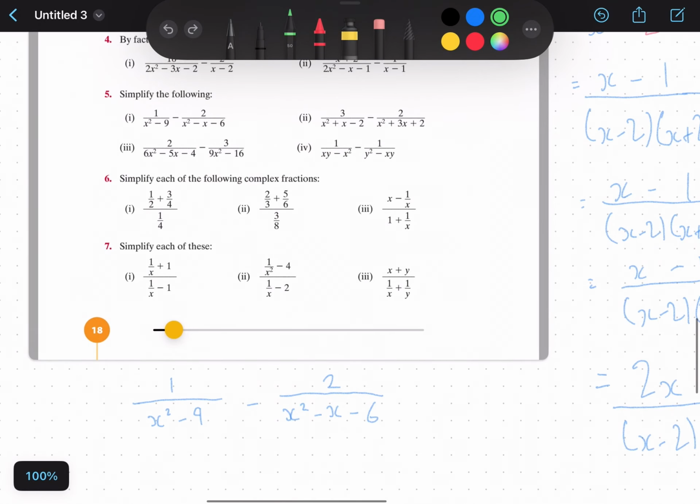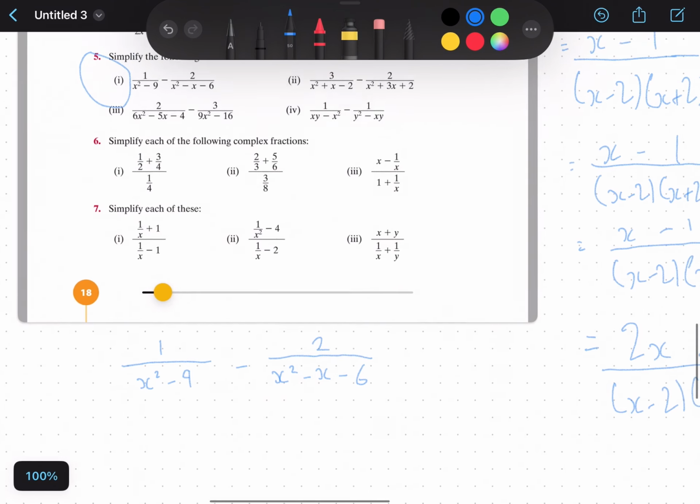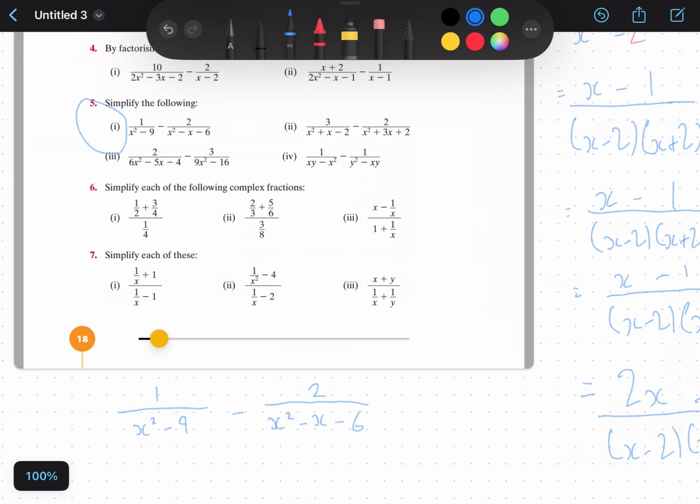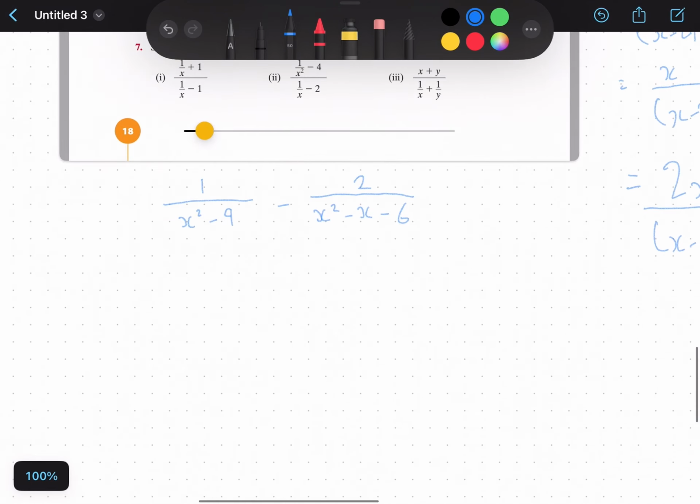I'll do one more. So I will do 5 part 1. So this one here. So 1 over x squared minus 9 minus 2 over x squared minus x minus 6. It just says simplify the following, but I think looking at all of them, you'll be doing some factorizing, and that will make it easier to subtract the fractions. Okay, so here I could multiply this by this, and that would be my common denominator. But by factorizing first, I'm going to find a lower common denominator.